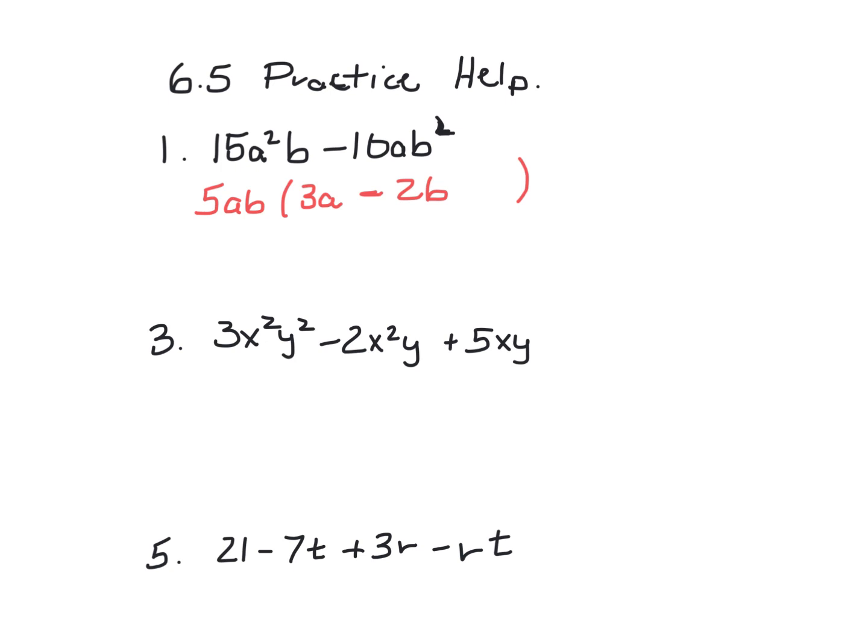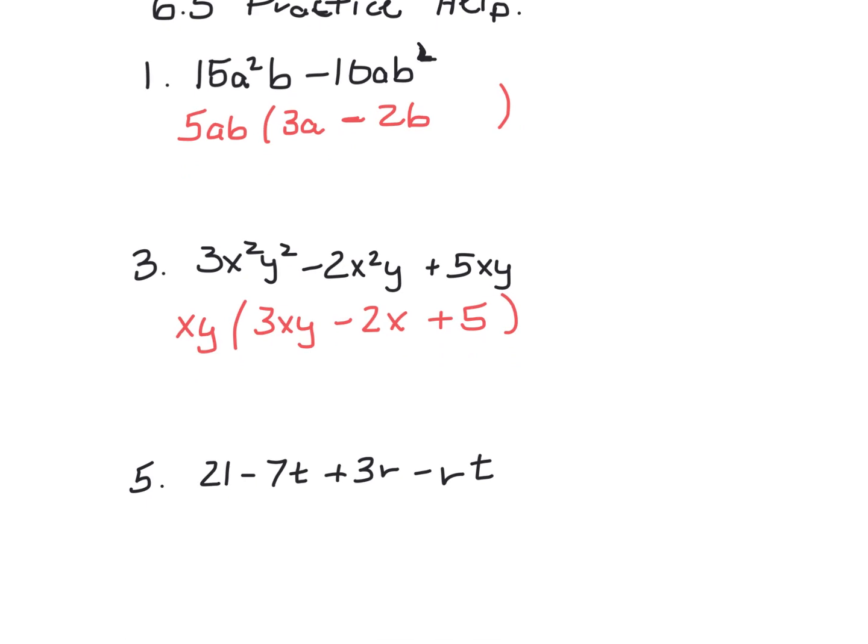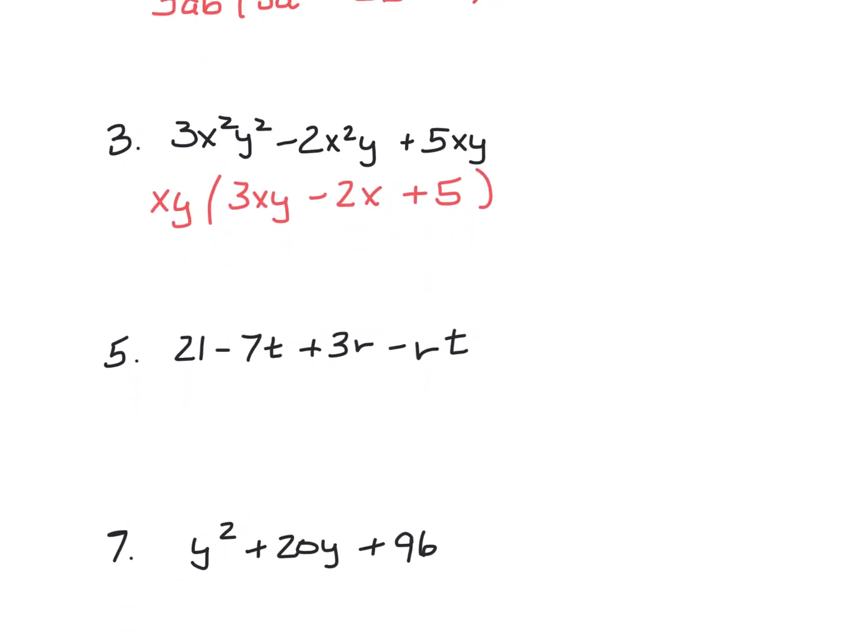Number 3, taking out what's common. It looks like each term has an x common at least, and a y. So I'm going to take out an xy. That's going to leave me with 3xy minus 2x plus 5. And then once again, there's nothing more you can do because it's not of any second degree. It's not a trinomial of any type. So that's the only step there.